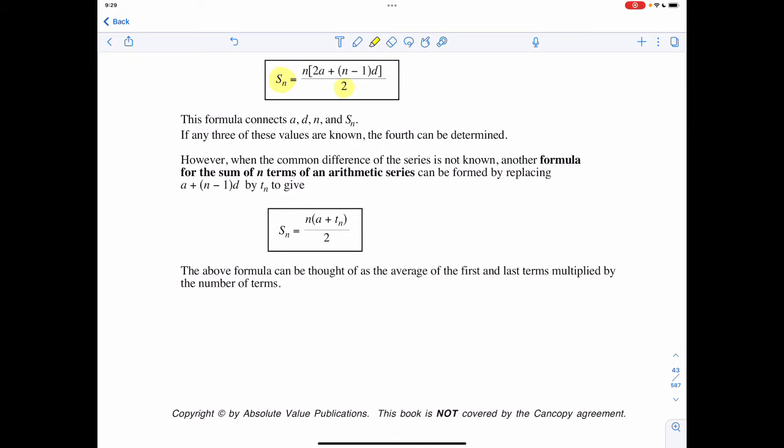Now, we know that this works, and remember on our formula sheet we use a is t1. When the common difference of the series is not known, we can create another formula where if I don't know how much each term is changing by, but I know the first and the last term, then I can simplify it by just saying, take the value of the first term and the value of the last term, add them together, multiply that by how many terms were in the sequence or series, and then divide that by 2.